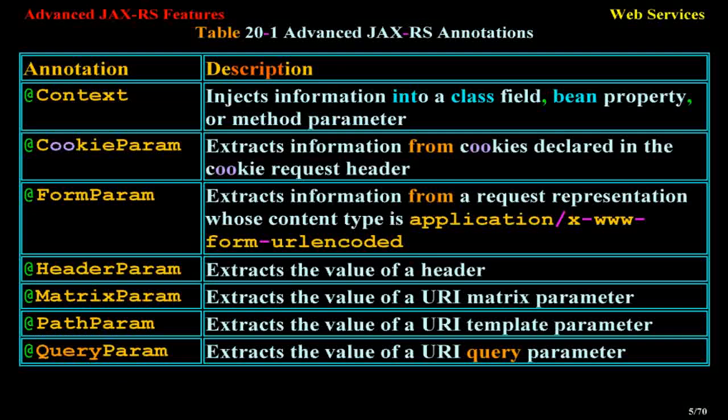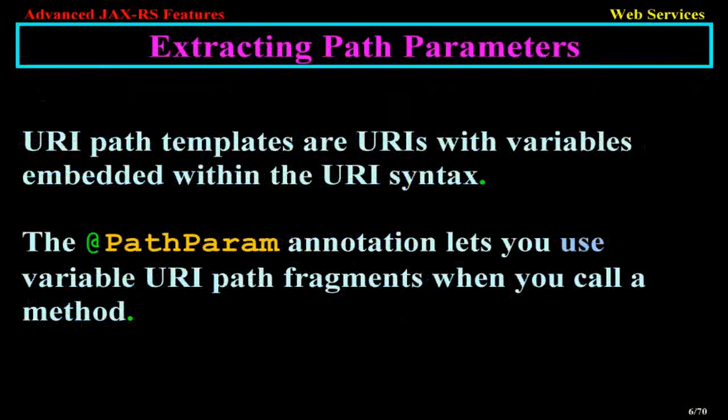CookieParam extracts information from cookies declared in the cookie request header. FormParam extracts information from a request representation whose content type is application/x-www-form-urlencoded. HeaderParam extracts the value of a header. MatrixParam extracts the value of a URI matrix parameter. PathParam extracts the value of a URI template parameter. QueryParam extracts the value of a URI query parameter.